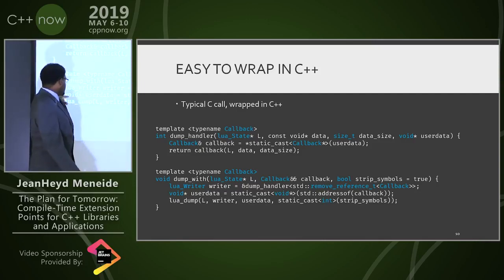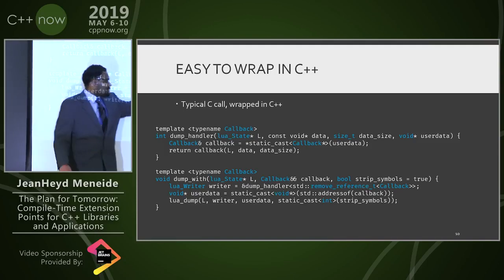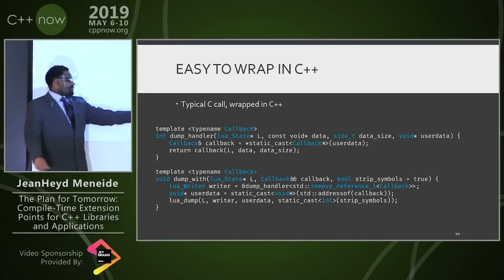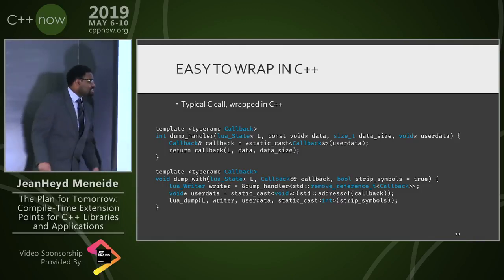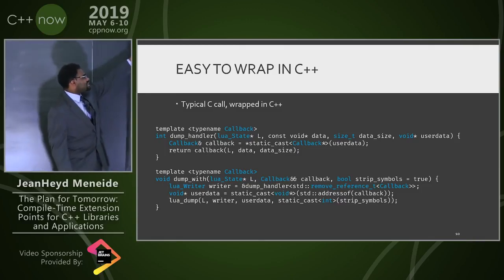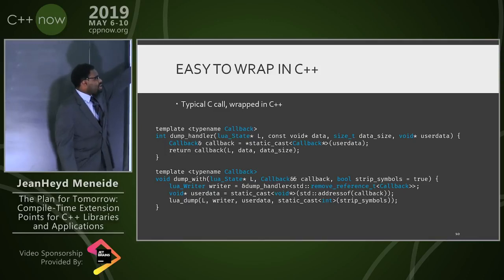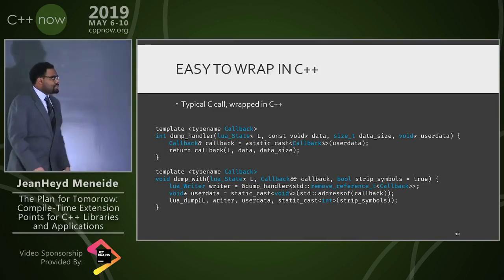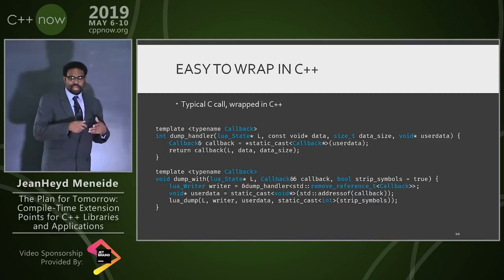And so what we do here is the void star cast. We get the address of the callback, we cast it to void star, and that's our user data. And then we pass it all into lua_dump, right? And what happens is the C API will call this function, we unwrap everything, and then we just call it. Very easy to wrap these APIs. And the idea here is that you can still use any arbitrary callback, right?